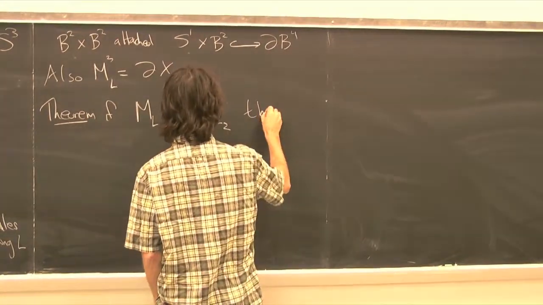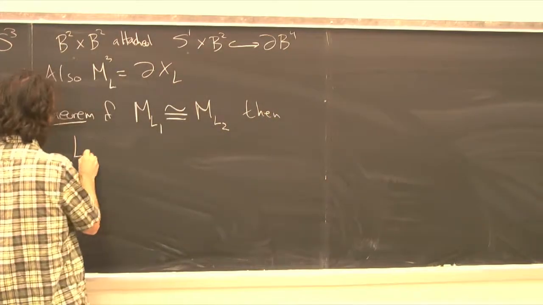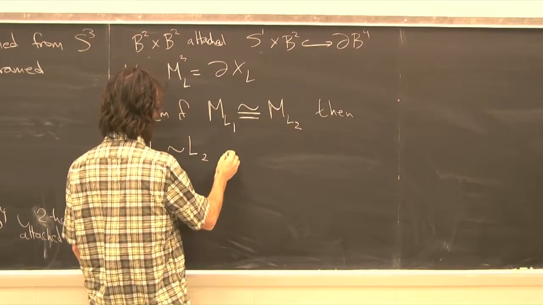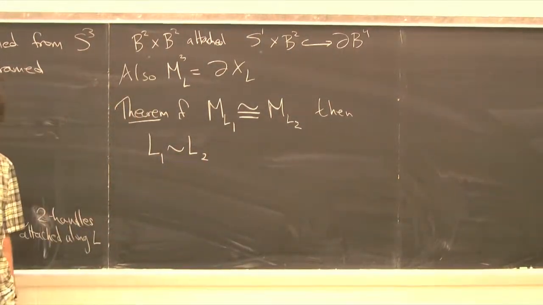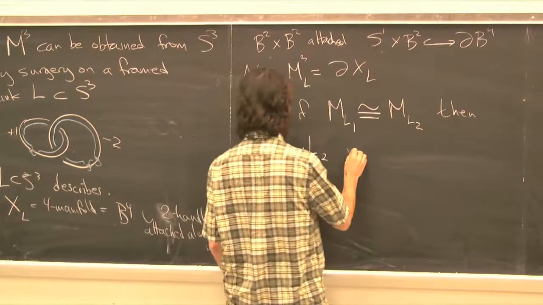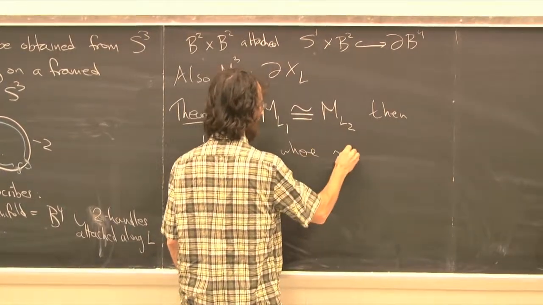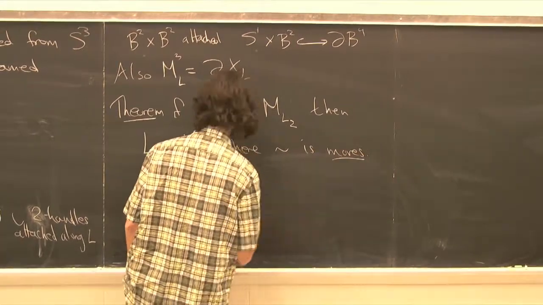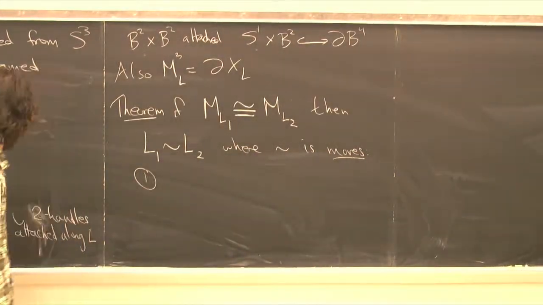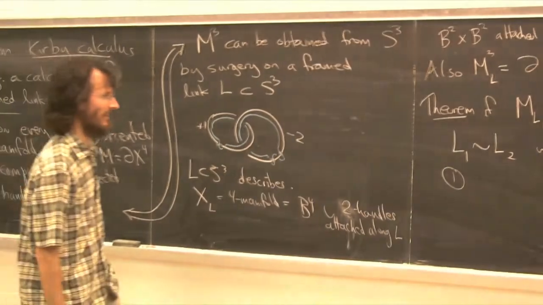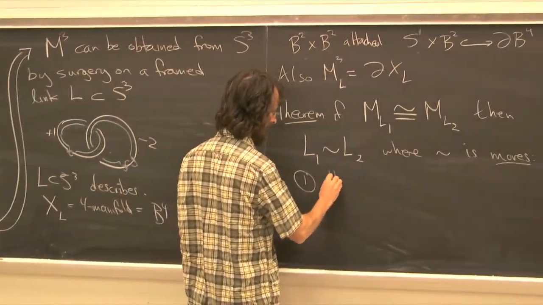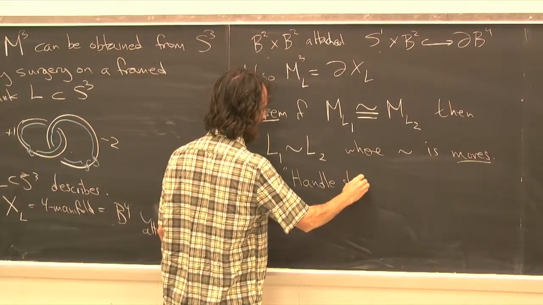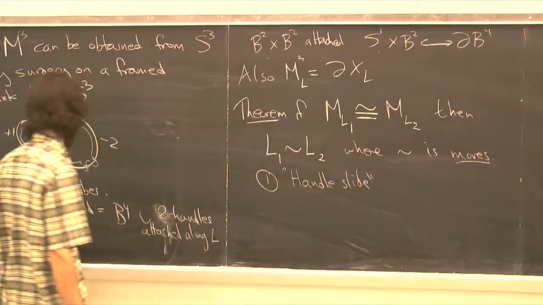Then the framed link L1 is equivalent to the framed link L2, where this equivalence relation is generated by certain moves. Okay, where equivalence is the following moves. So there are 2 moves. One of them is what we have already recognized as a handle slide, except calling it a handle slide is really a move on the 4-manifold.